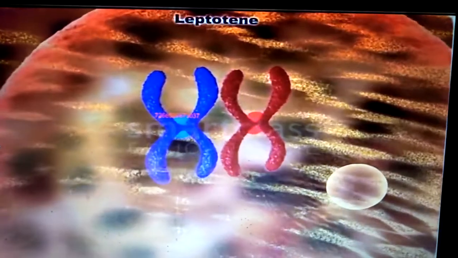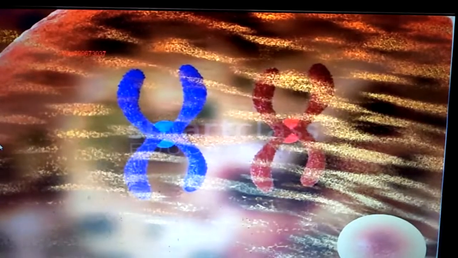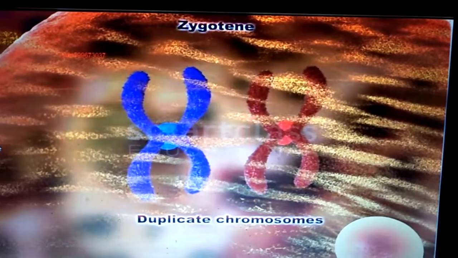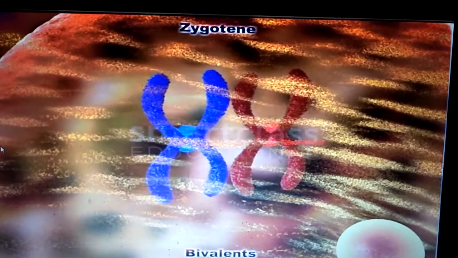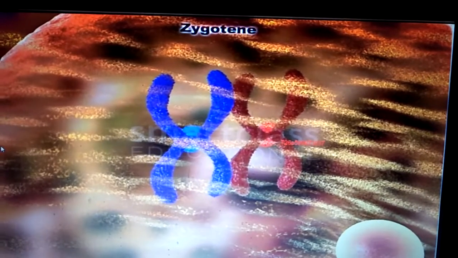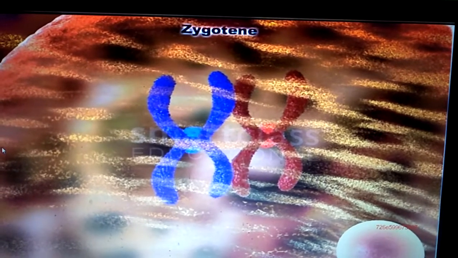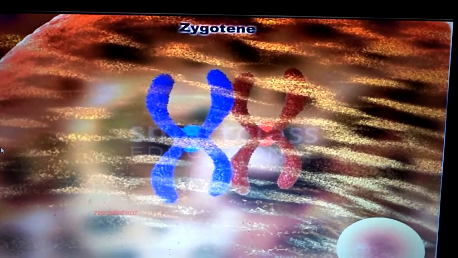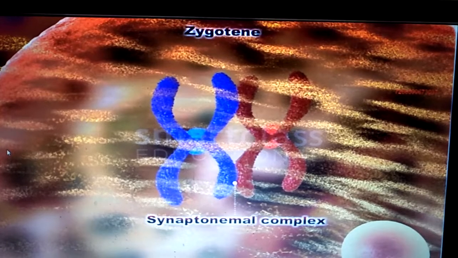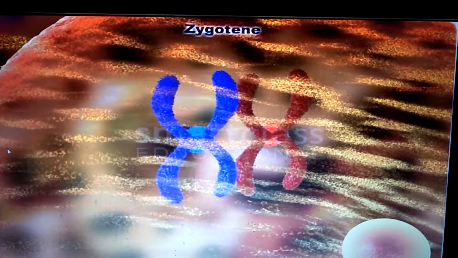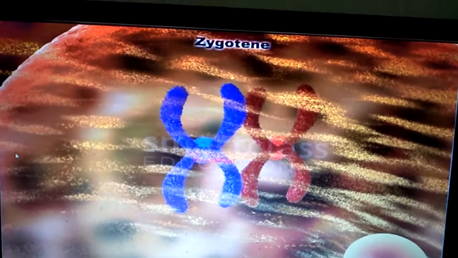During leptotene, the chromosomes condense and become visible. Leptotene is followed by zygotene when the duplicated chromosomes pair with homologs to form bivalents with 4 chromatids each. This triggers the formation of a structure that holds the chromosome pairs together and promotes recombination. This structure is called synaptonemal complex. This process of attachment of homologs to each other along their length is called synapsis.